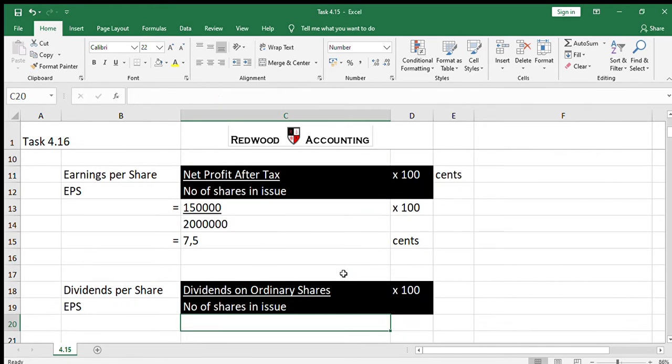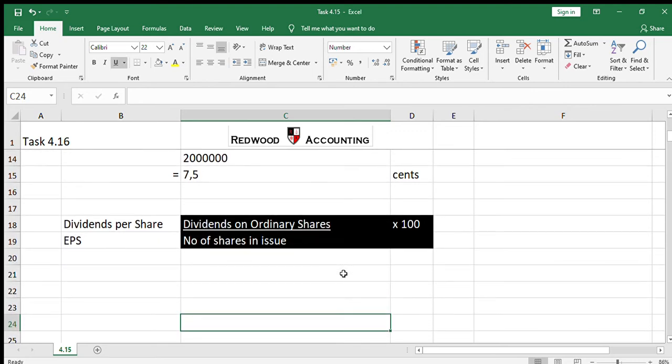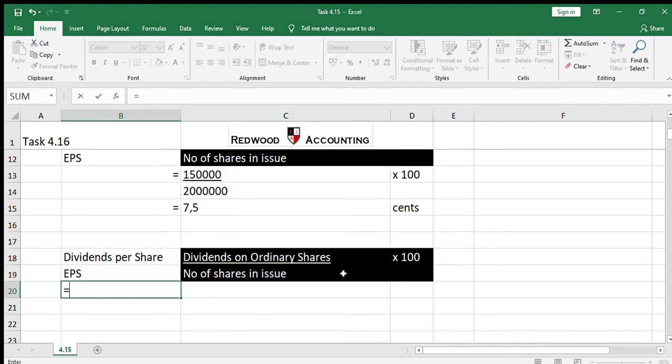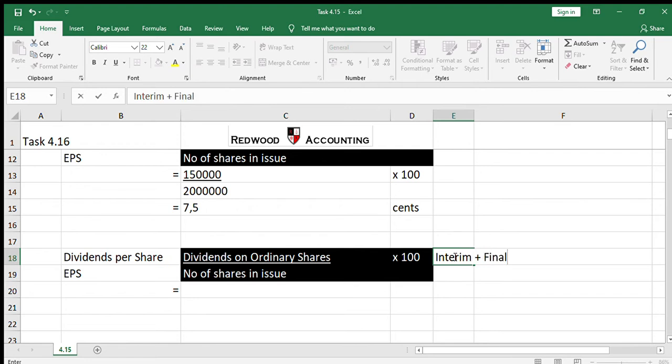Okay, our next formula is dividends on ordinary shares. Again, we're dividing by the number of shares issued, so we're going to use the same figure of 2 million. Right? Dividends on ordinary shares. You must remember that. Think back to our ledger accounts. What went into dividends on ordinary shares? And it was the interim dividend plus the final dividend together. You can also get this information from note 9, which you should know is the retained income note.